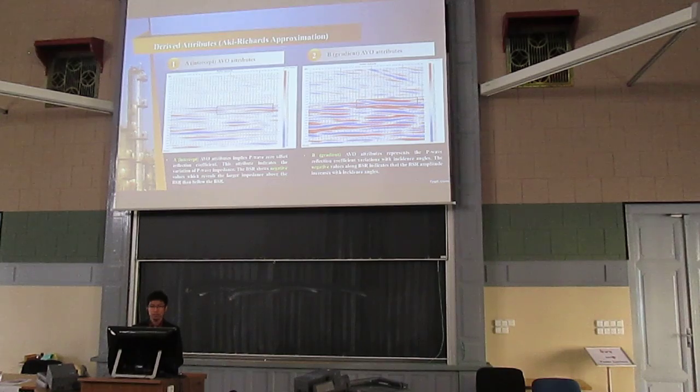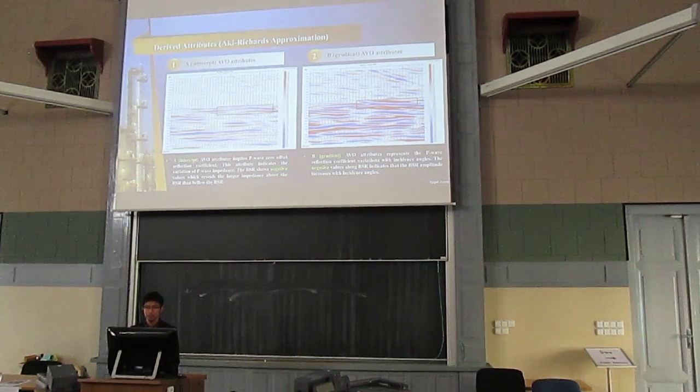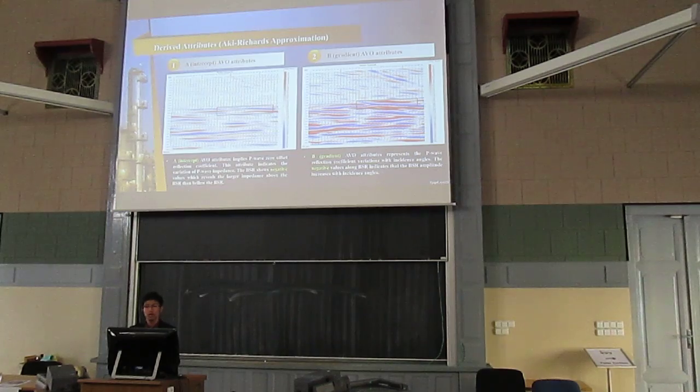And then I would like to discuss the attribute analysis through the Aki-Richards approximation. The most popular attribute analysis for the AVO analysis is the intercept and the gradient value. The intercept value means the P wave zero offset reflection coefficient, and it indicates the variation of the P wave impedance.